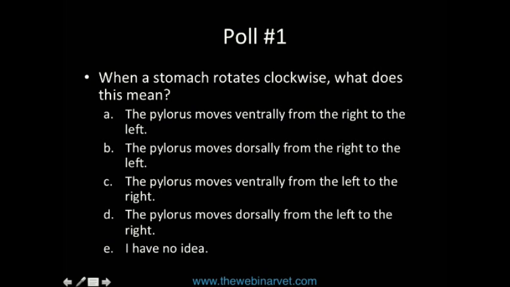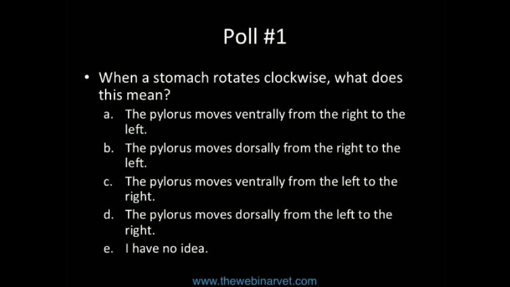Righty, that's about it. Let's close that quickly and share the poll up on the screen. So, as I say, Alan, you can't see it, but 44% of people voted for the pylorus moves ventrally from the right to the left, answer A. 23% was B, the pylorus moves dorsally from the right to the left.